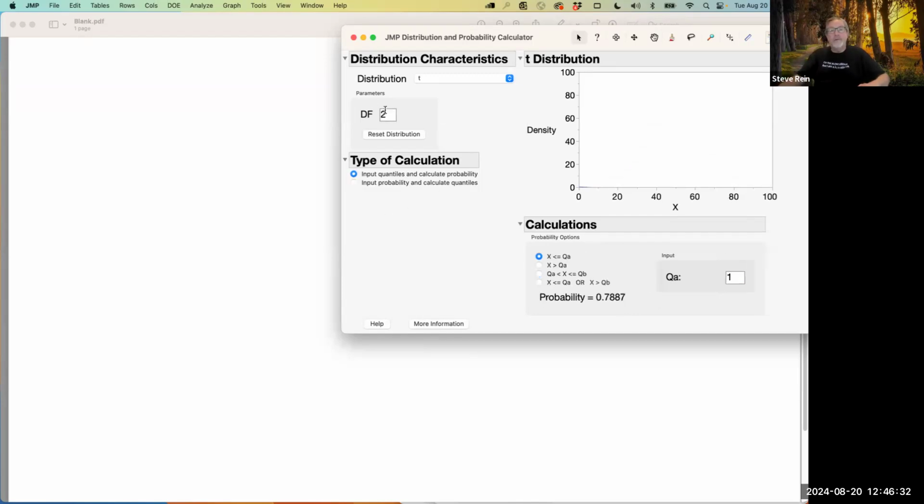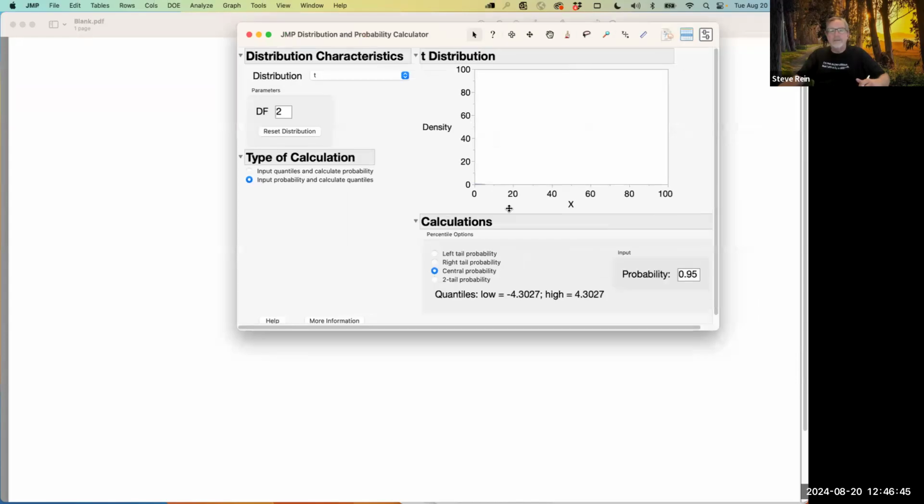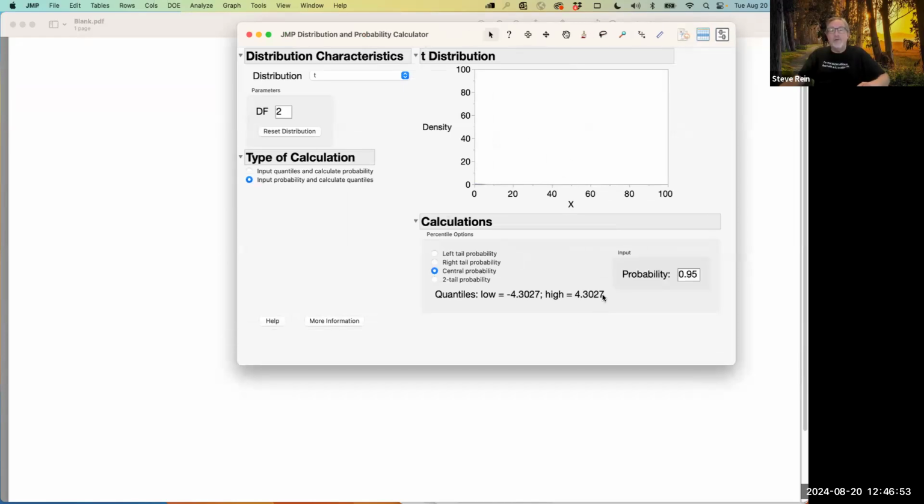Okay, so 2 degrees of freedom, and I now get to choose the probability, 0.95, and it gives me my T value for 0.95. Okay, 2 degrees of freedom. That's that. Ignore this graph upstairs. It says your T value that you ought to use is 4.3.